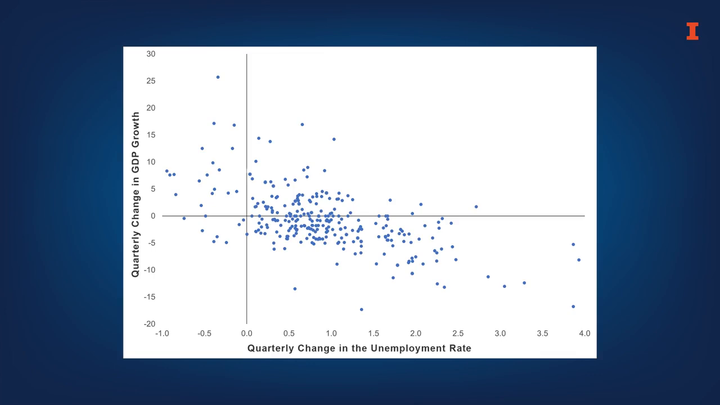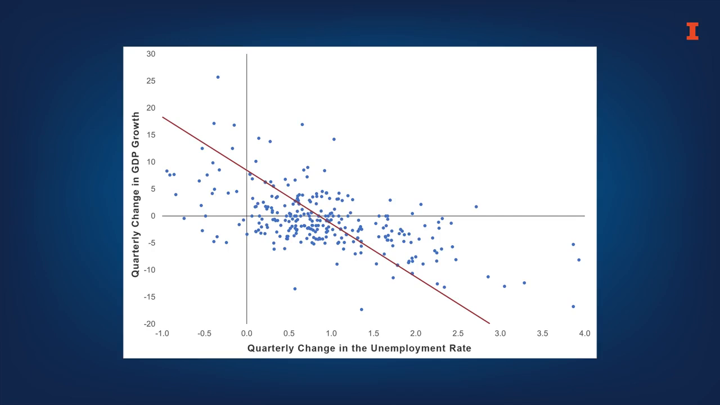Each dot represents a quarter. On the x-axis, we have the growth in unemployment relative to the prior quarter. And on the y-axis, we have the GDP growth for that same quarter. We can see the negative correlation in the data. This correlation is indicated by the downward sloping red line.